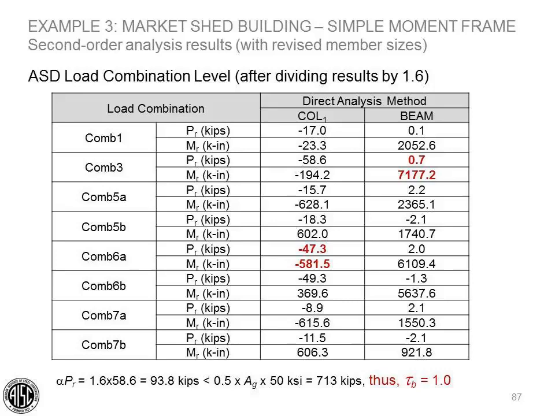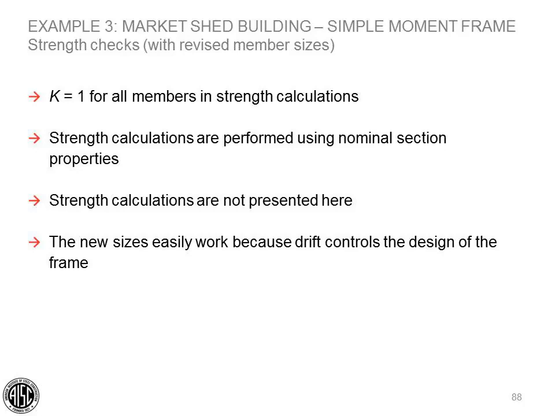At the bottom of the slide, we check alpha times PR versus 0.5 P yield to see if tau B is equal to 1. In this case, we were drift controlled, and alpha PR is much less than 0.5 P yield, so our assumption was right, and tau B is equal to 1. K equals 1 in the strength calculations for all members, and strength calculations performed using the nominal section properties. The strength calculations aren't going to be shown here, but since the frame was drift controlled, the increased member sizes easily worked.